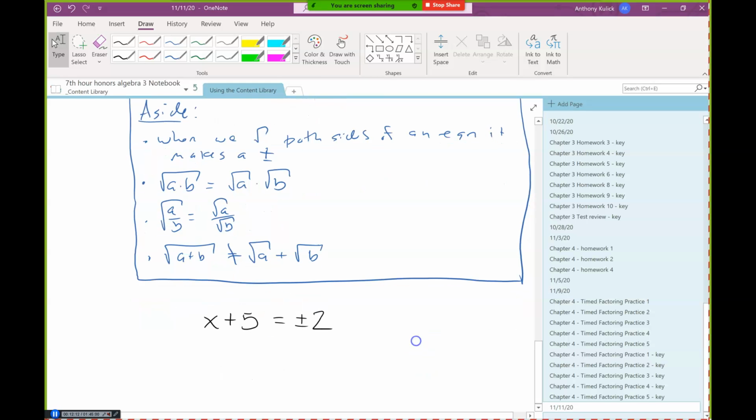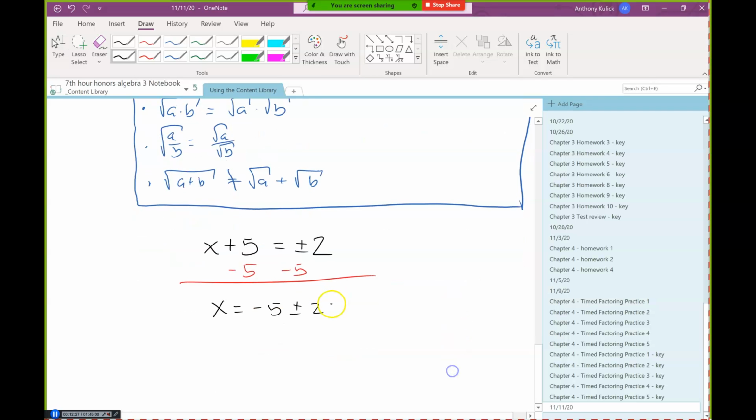Okay. So the next thing I would need to do then is to subtract 5 from both sides. Now I can't subtract 5 from a plus or minus 2 because there's really 2 operations there. But I can certainly evaluate that just by separating the plus or minus 2 into 2 statements. So negative 5 plus 2 is negative 3, and negative 5 minus 2 is negative 7. So those would be my 2 solutions.